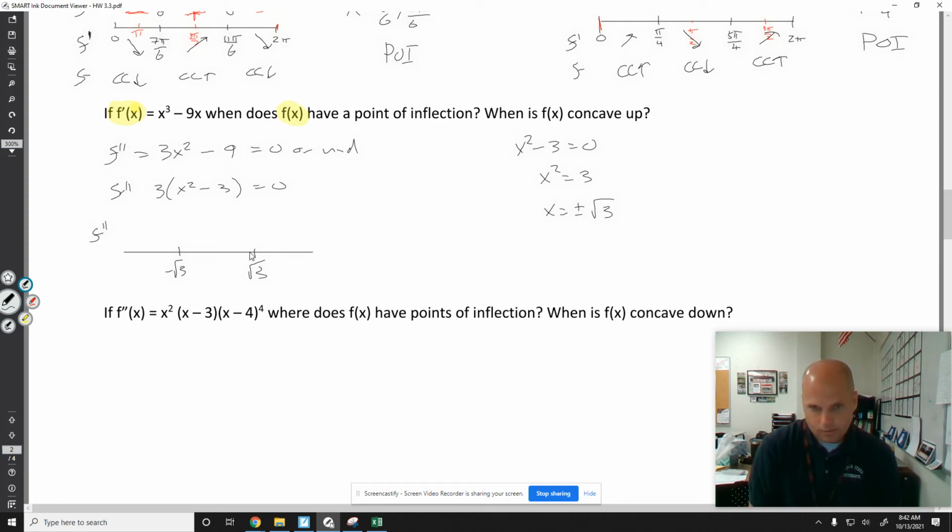Now, watch, like root 3, what is it? I don't know, somewhere between 1 and 2. I could plug in 2, I could plug in 3, I could plug in 4. Let's plug in 4. 3 times 4 squared minus 3. 4 squared minus 3 is positive, times 3 is positive.